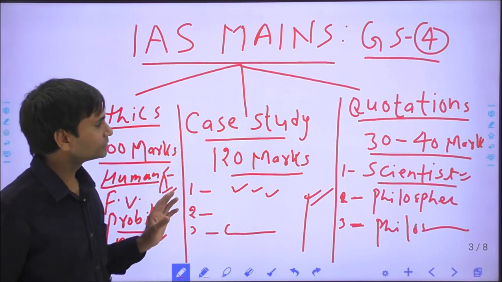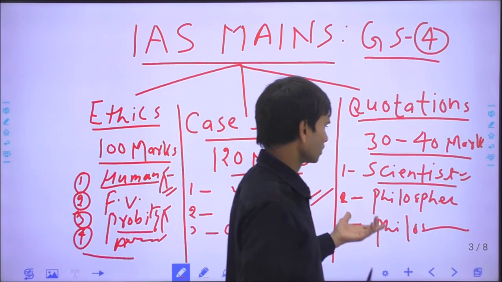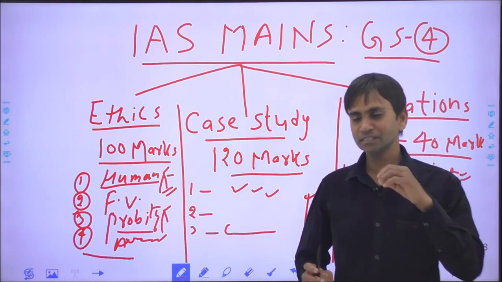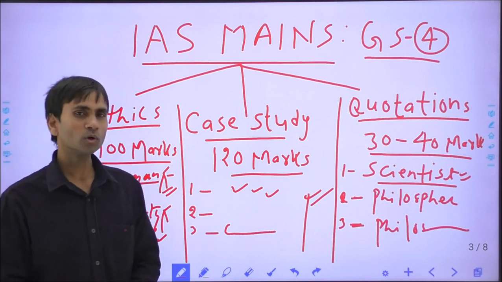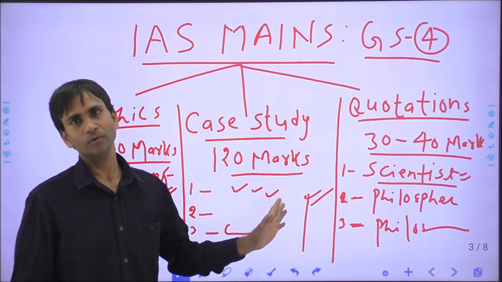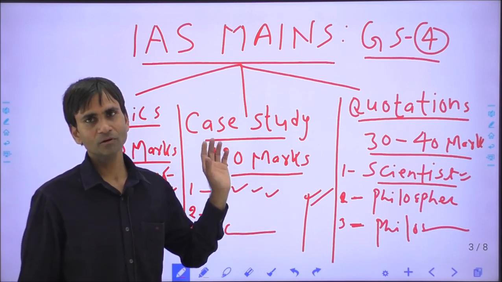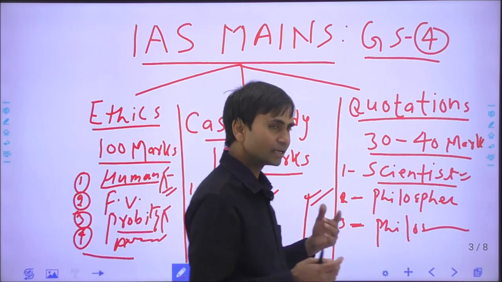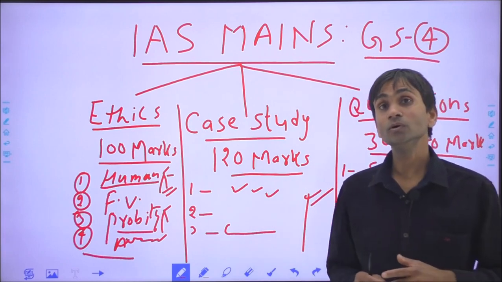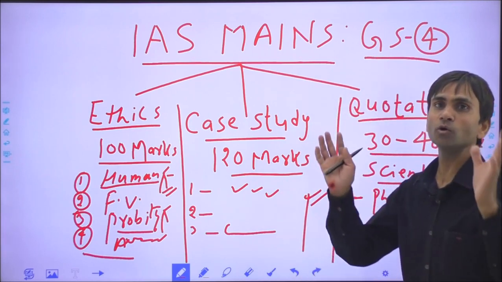I have listened to so many students who have complained that they scored very poor marks in GS paper 4. It is not true, because you are not understanding the nature of the question paper appropriately. Then how can you claim to obtain good marks?